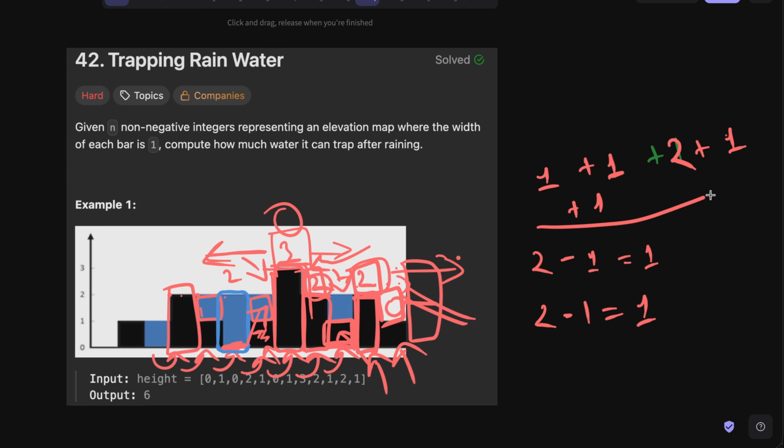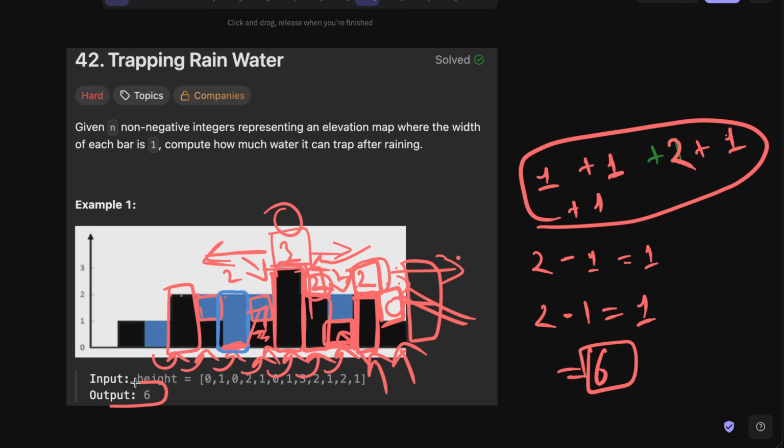So it means we have this much water stored in the particular structure, which is equal to 6. And that should be the answer. So as you can see here that 6 is the answer. And this is how we actually have to figure it out.